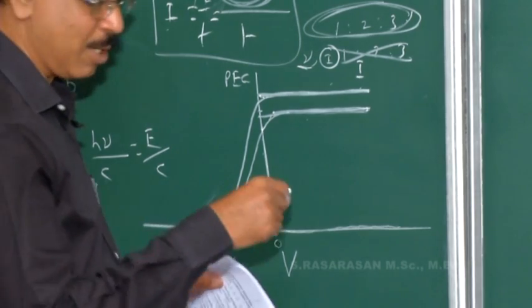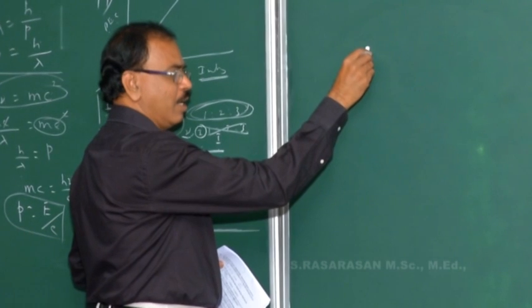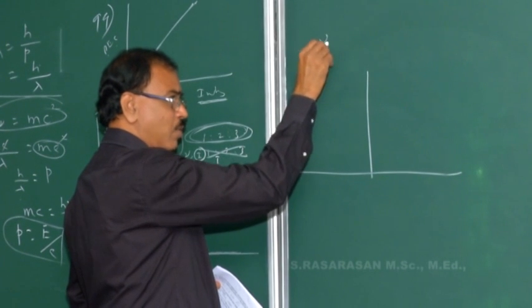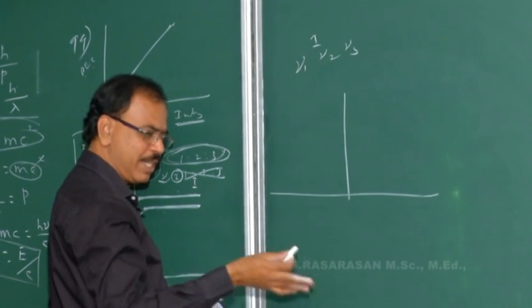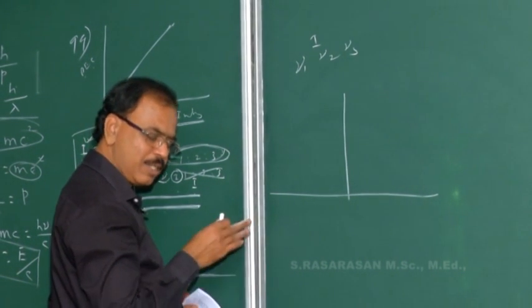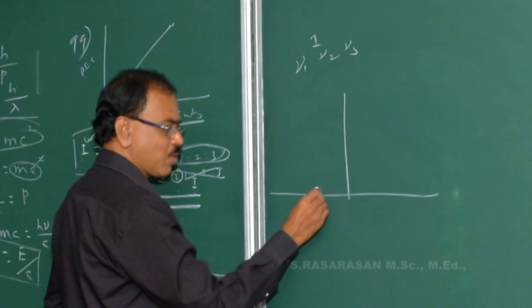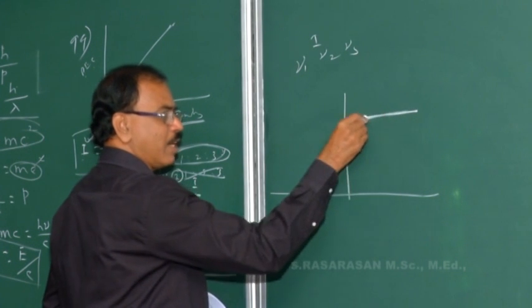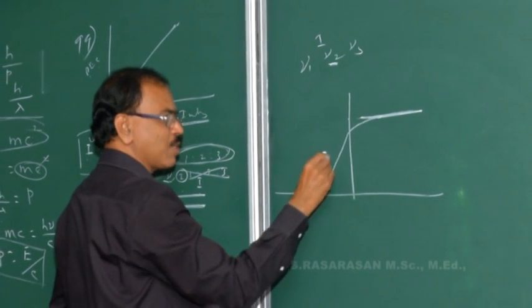Or even we can establish with another graph. The graph between the stopping potential and the photoelectric current. Now let us vary the frequency nu1, nu2, nu3 and keep the intensity the same. The intensity of the incident radiation is kept constant, whereas let us increase the frequency of the incident radiation. For the first one, low frequency, this is the photoelectric current. For another frequency, the graph comes like this.